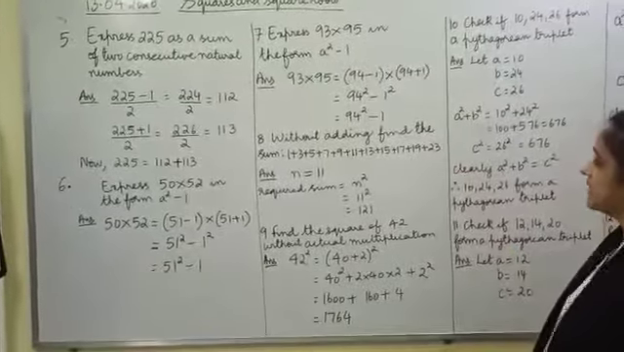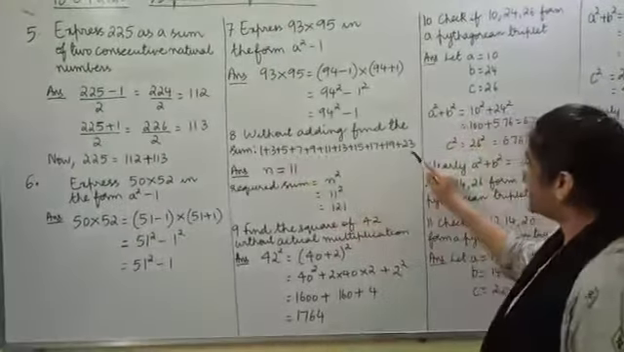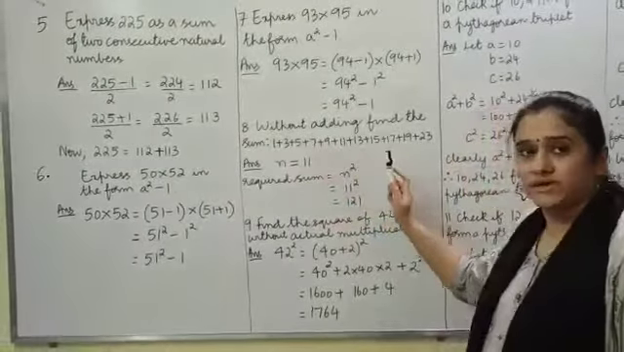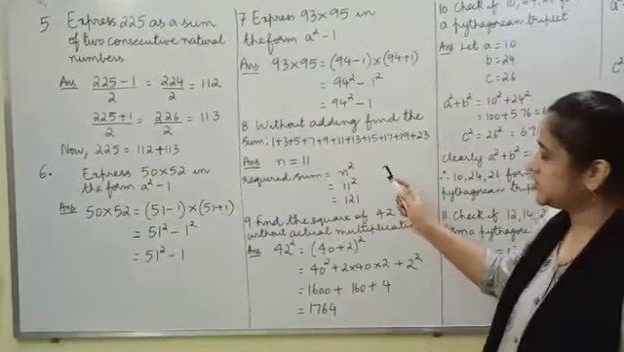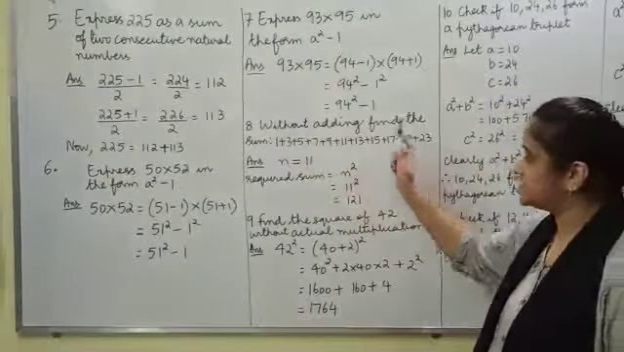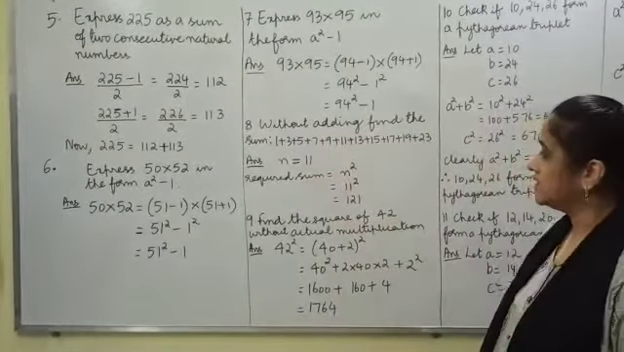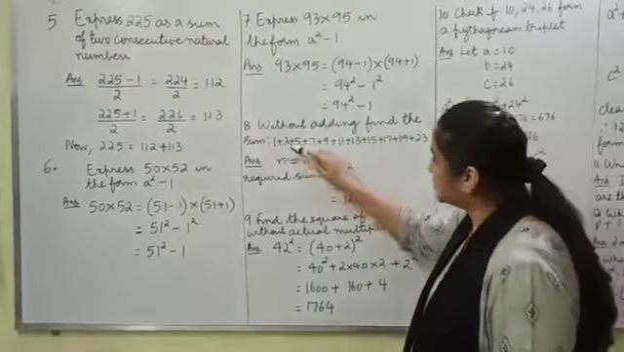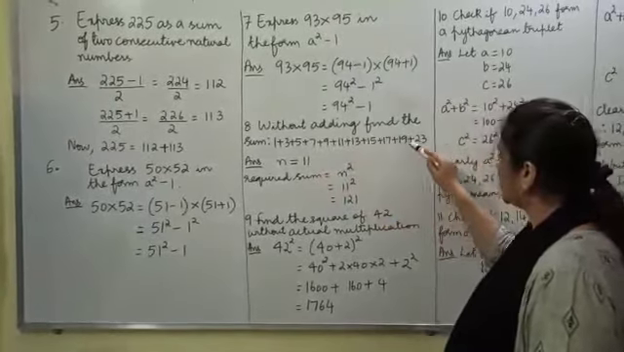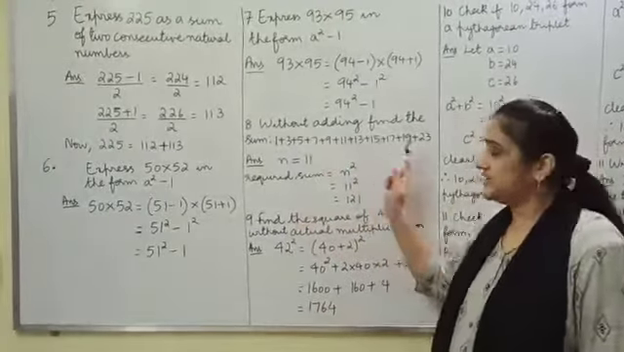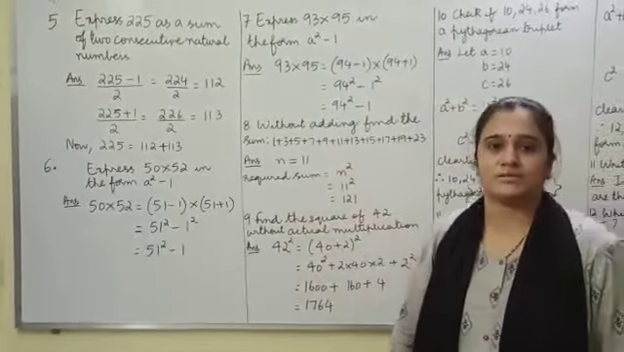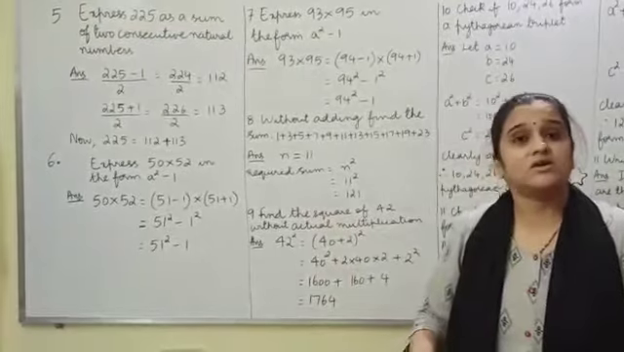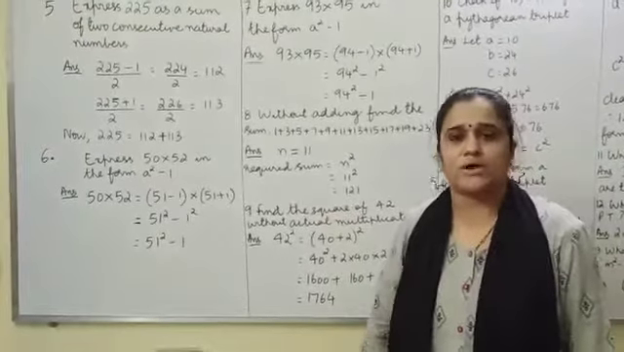See the next one. Here you need to find the sum of these numbers. And what are these numbers? 1, 3, 5, 7, 9, 11. These are odd numbers. So you need to find the sum of these odd numbers starting from 1. Let's count the number of odd numbers here. 1, 2, 3, 4, 5, 6, 7, 8, 9, 10, 11. So here you see 11 consecutive odd numbers starting from 1.